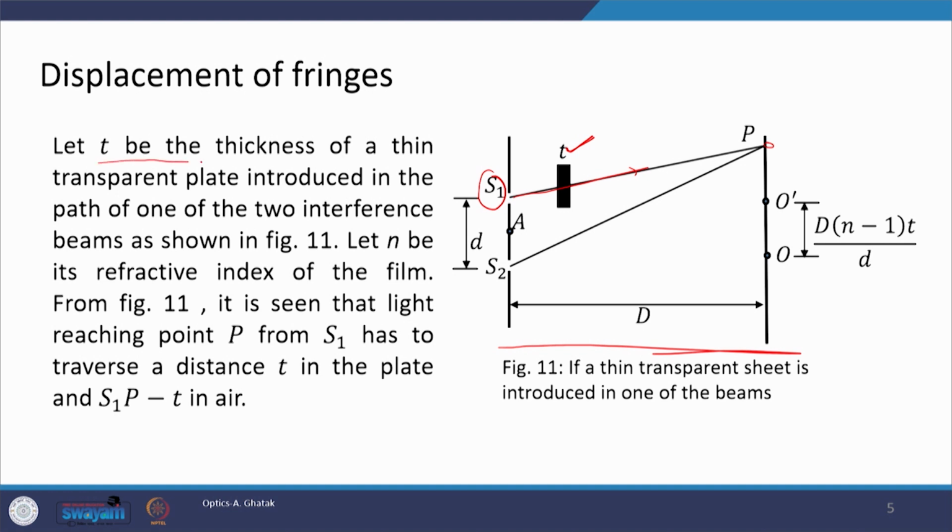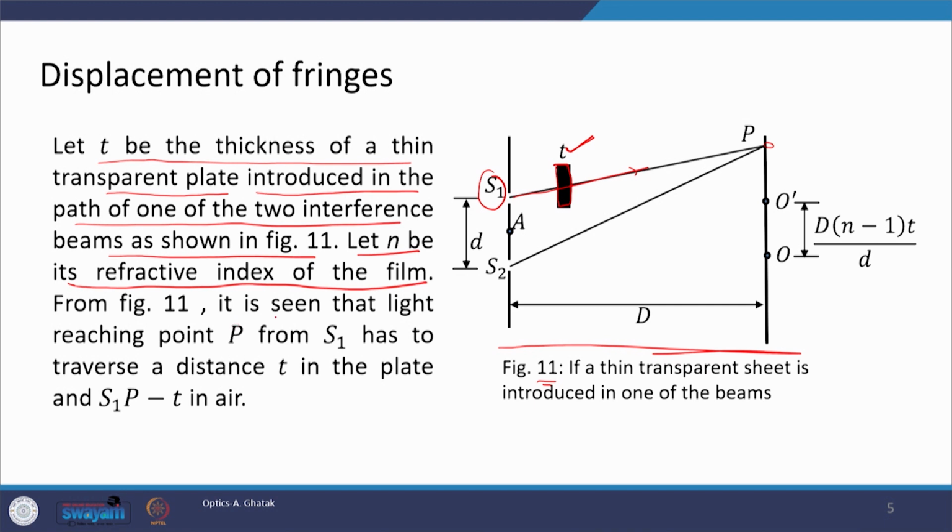Let T be the thickness of a thin transparent plate or film introduced in the path of one of the two interfering beams, as shown in figure 11. In this figure, we are introducing this thin film in the path of one of the rays, or we can say that we are covering one of the sources with this thin film, and let n be the refractive index of this film, which is larger than the refractive index of air, of course.